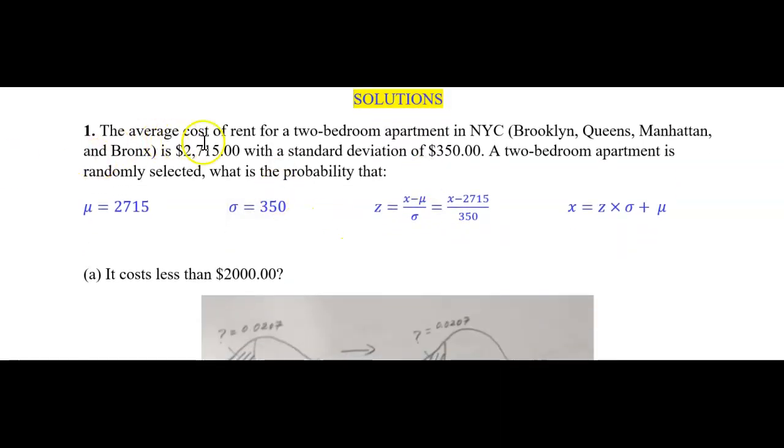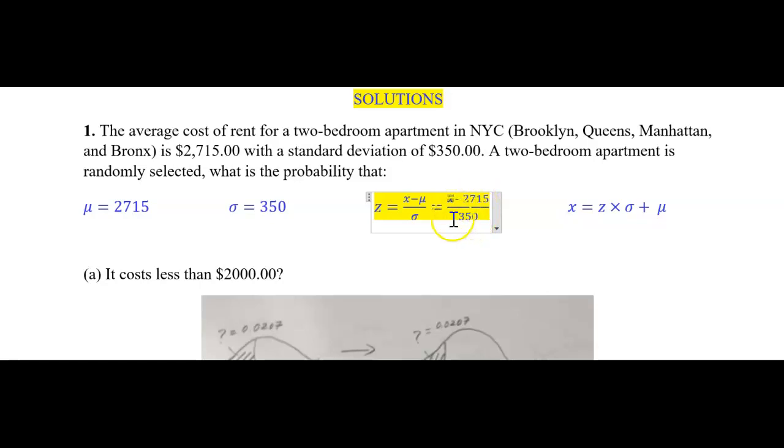From the question, the average cost, so the mean, remember this is a symbol for mean, is 2715. Standard deviation is 350. Now we will need to calculate z-scores. So this is the z-score formula which we did in a previous lesson. X will change depending on the question, right? Each question may have a different X value. That is the rent. X's will represent different rents. The mean is 2715 and the standard deviation is 350, right?